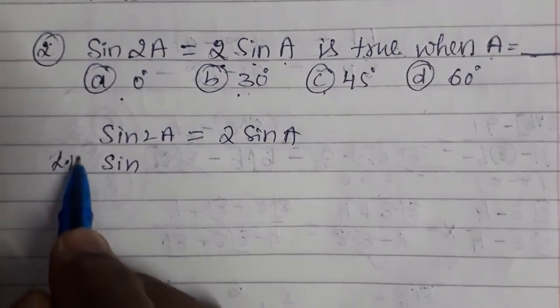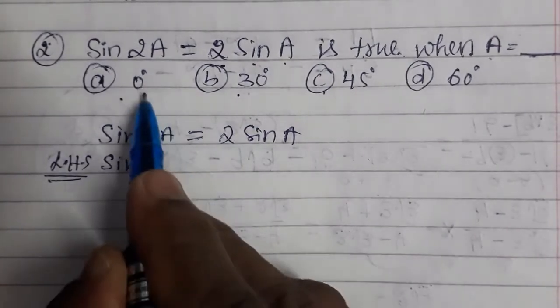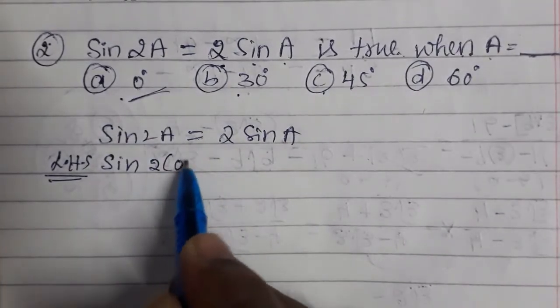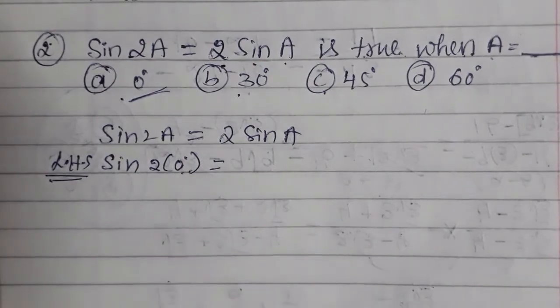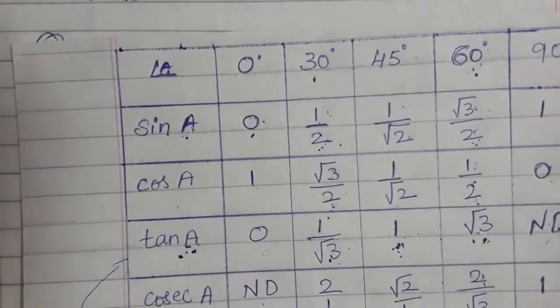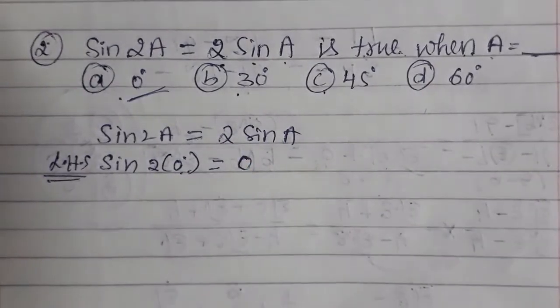This is the left hand side. First I'll solve the left hand side. sin 2A. What is the angle I am taking? 0 degree. So 2 into 0. What is the value of sin 0 degree? You should know sin 0 degree is 0. Therefore, the value will become 0.